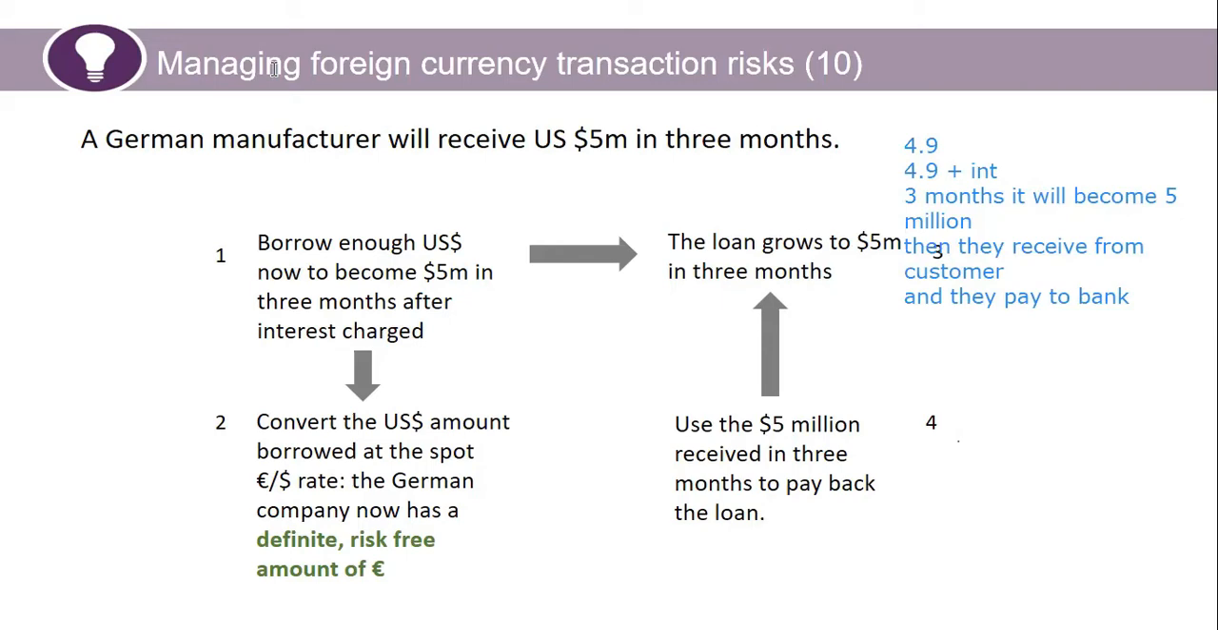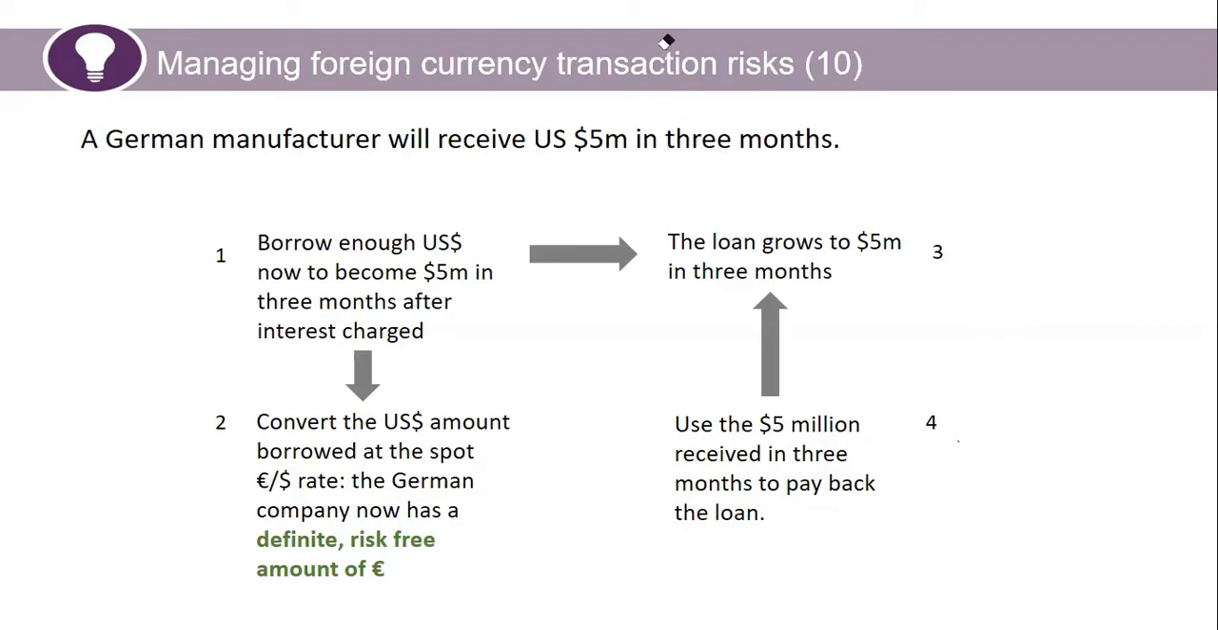Now let's do the numbers. If you have some confusion, please ask me here, because this is interesting and quite possible in exam. This is called money market hedging. So you are not buying a forward contract, you get your currency today in form of a loan.